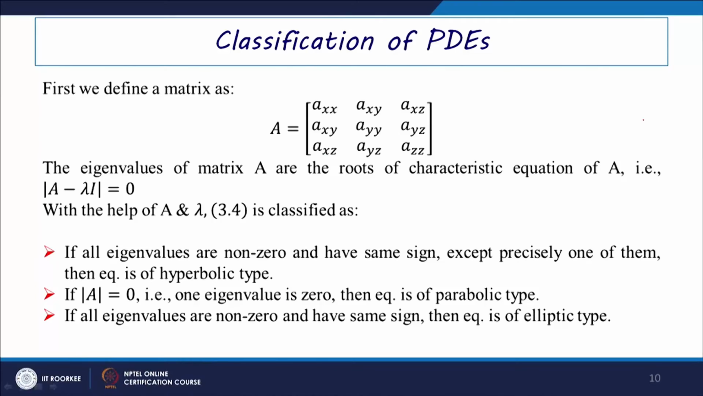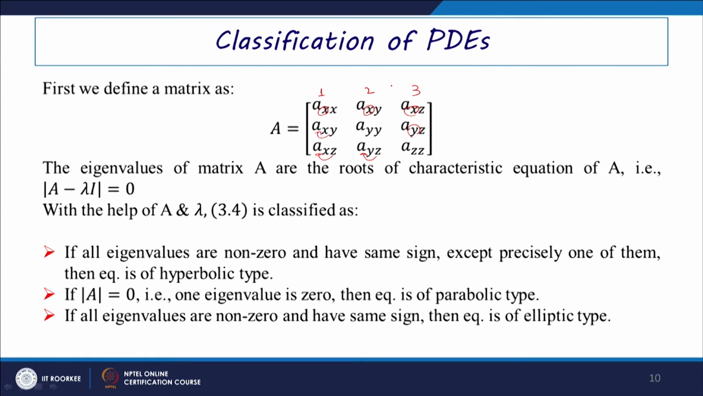Then we can define these coefficients in a matrix form as A equals to, with all the x derivative terms in the first row, that is axx, axy, axz. For the second row, we define a of yx, a of yy, a of yz. Then the third row we write a of zx, a of zy, a of zz. This means that each of these independent derivatives, if you combine like 1, 2, 3, we can write this as 2, 3 here.